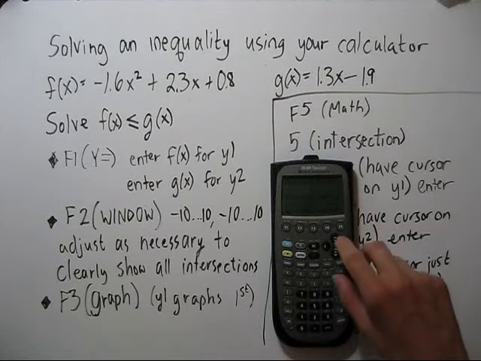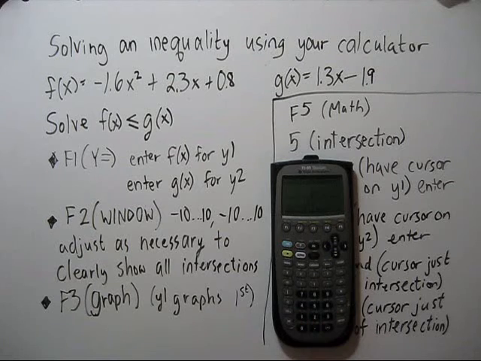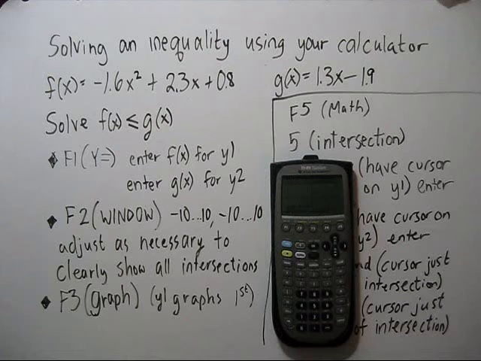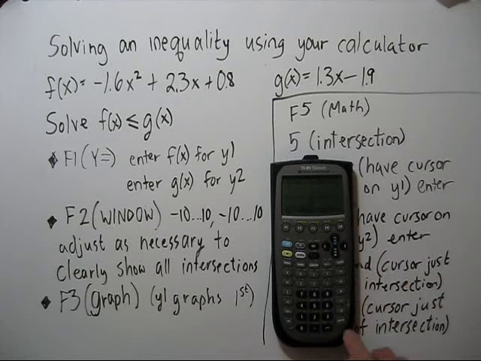To find the intersection, go to F5, which is math, and down to 5, which is intersection. It'll say first curve. Just make sure your cursor is on the Y1 or your parabola and hit enter. And second curve, make sure it's on the line, hit enter. Lower bound, we want something just to the left of the intersection, so you could cursor over to just left of there, hit enter. Upper bound, you want just to the right. I'm going to type 0 so I don't have to cursor all the time.